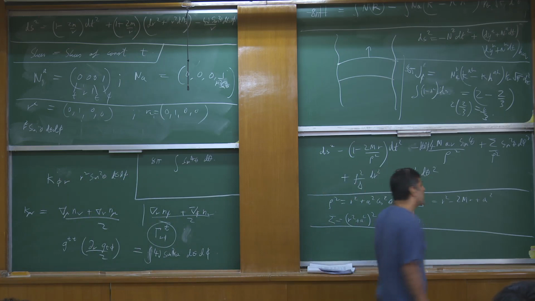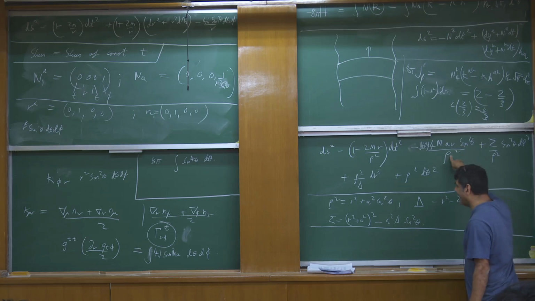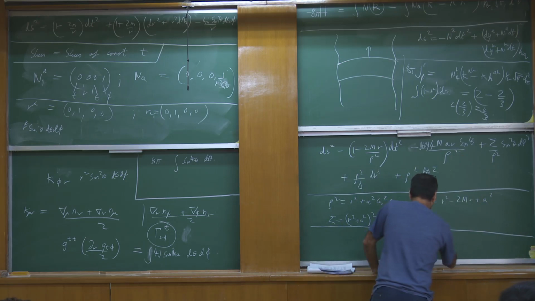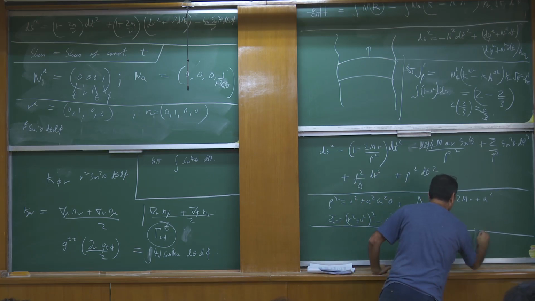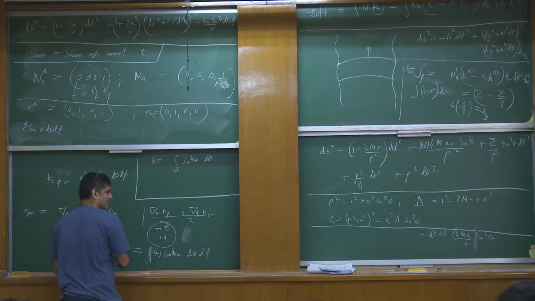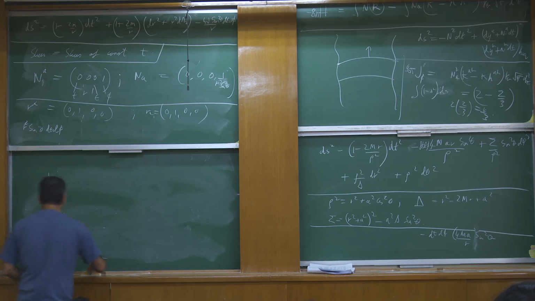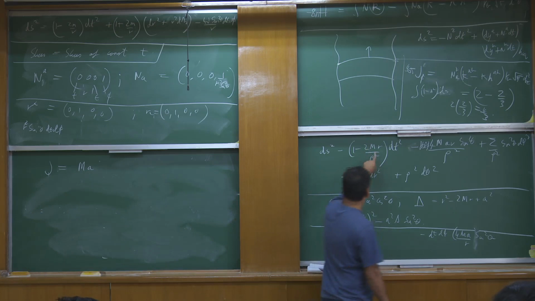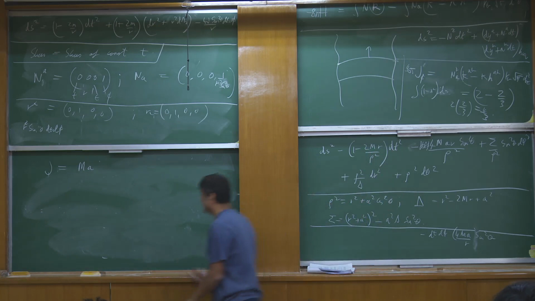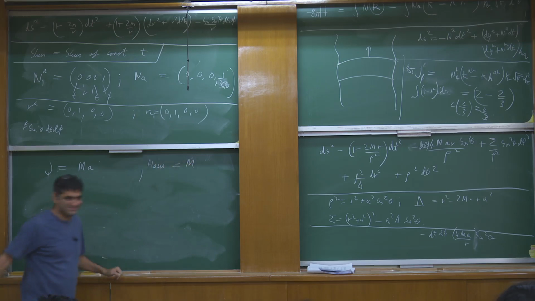Because rho squared to leading order was r squared. So to leading order, this is just minus dt d phi into 4Ma by r sine square theta. And then comparison with that gives us the answer. So J is Ma. Actually, comparison with just the dt squared term, and remember once again rho is r squared, will give us the mass is equal to M. So this Kerr black hole that we studied was a black hole of mass M and J is equal to Ma.